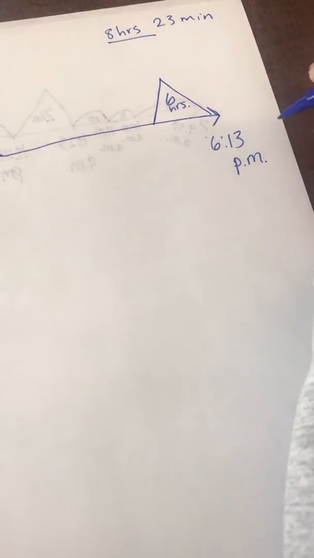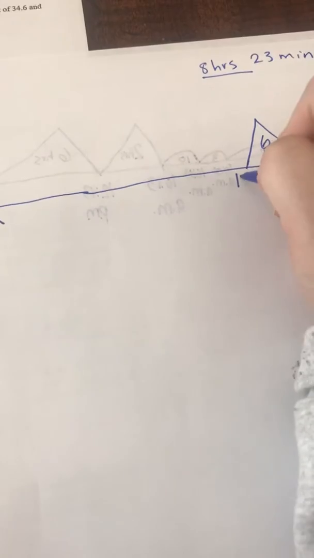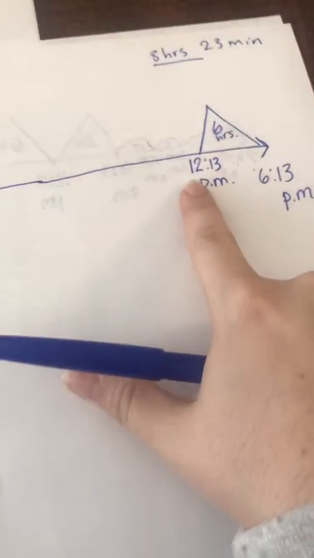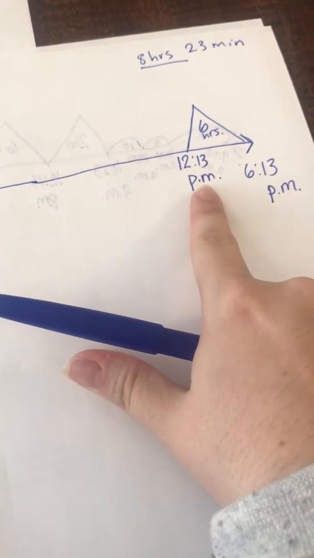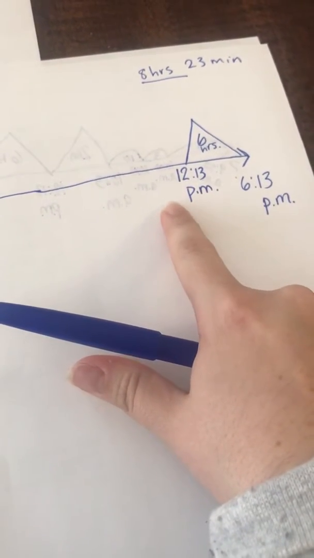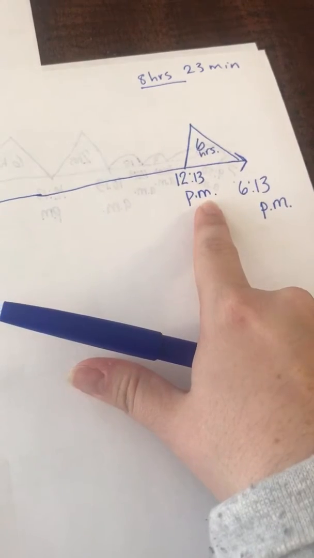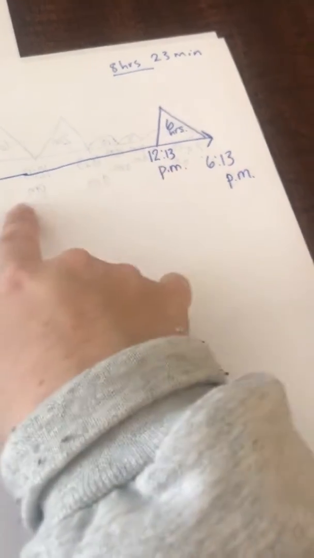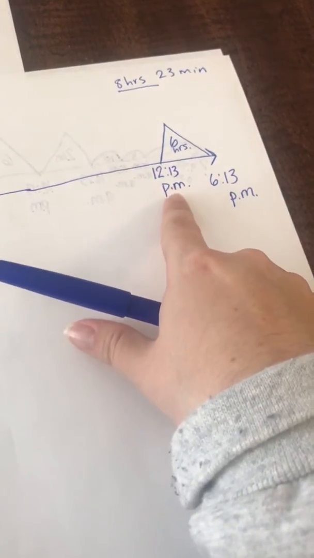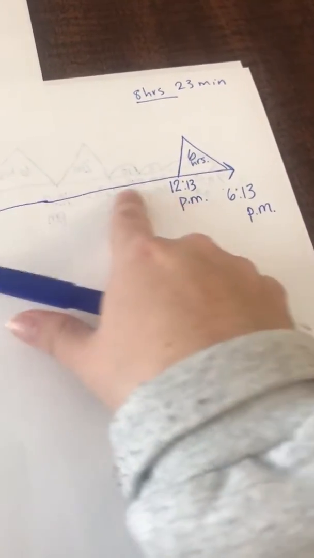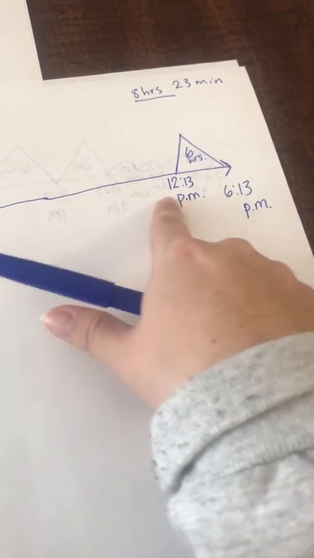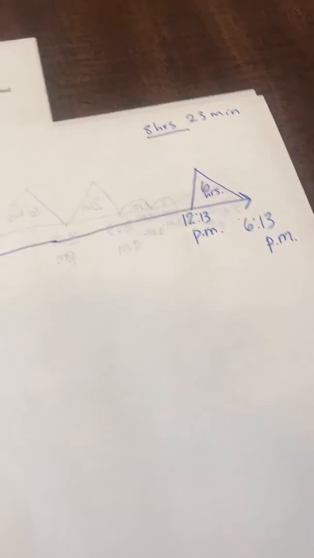I am going to chunk it. I'm going to do 6 hours first because 6:13 take away 6 hours puts me at 12:13 p.m. I like the 12 o'clock benchmark because that's the point where I have just gone into PM time. So as I go back, if I go before 12 o'clock, I'm going into the morning. So I'm going to try to make that friendly benchmark, okay?